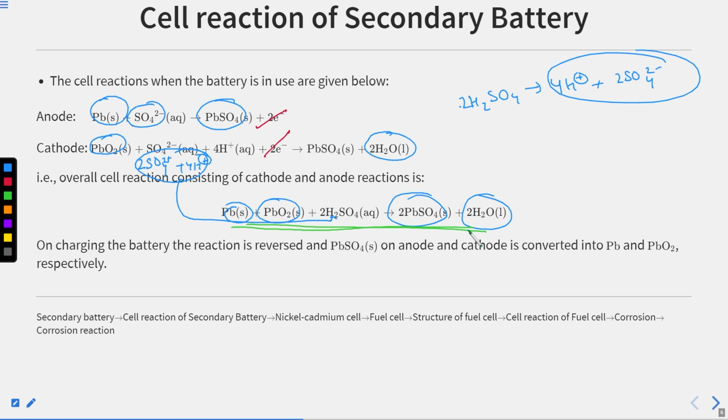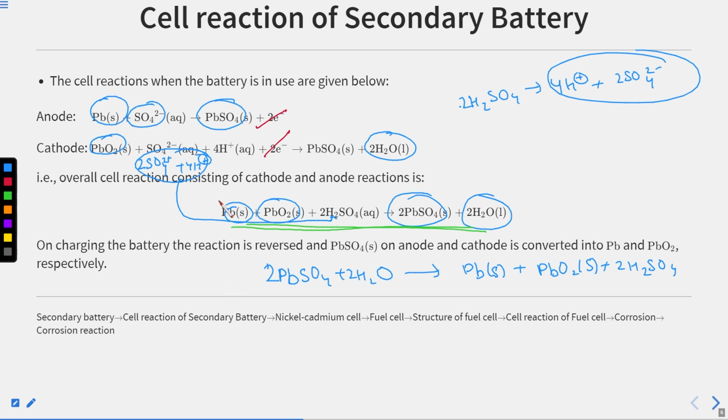Now what is happening in the opposite reaction? Very easy to imagine. If I write the reactions for the opposite redox reaction, upon charging, what will happen? This 2 PbSO4 plus 2 H2O will give Pb, PbO2 and 2 H2SO4. So this would be our reaction if we charge it.